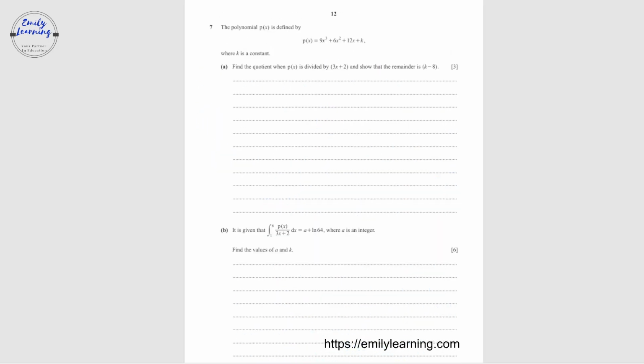Alright, let's take a look at question 7. In question 7, you are given a polynomial p(x) defined by p(x) equals 9x cubed plus 6x squared plus 12x plus k, where k is a constant. You are asked to find the quotient when p(x) is divided by 3x plus 2 and show that the remainder is k plus 8. So let's do a long division.